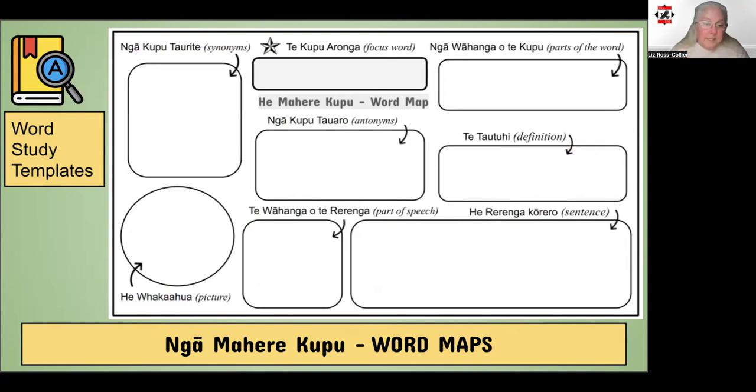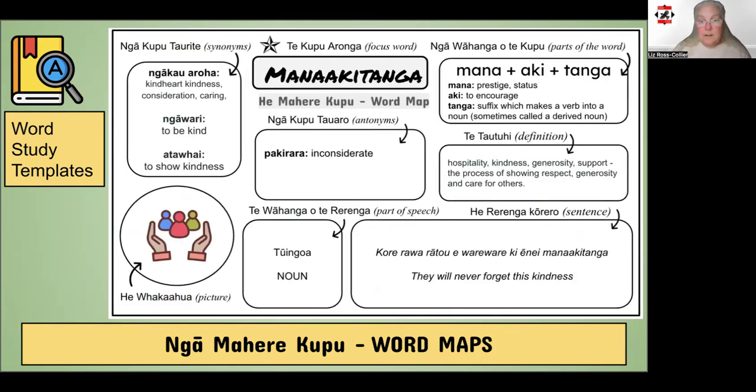The second word study template is the word map. This is a nice way to explore the meaning of the word, use it in a sentence, find similar words or words that mean the same or opposite. Other sections on this template are the tautuhi, dictionary definition, a space to draw a picture, break up the word into its smaller parts, or find out what part of speech it is. I've made an example to show you using the word manaakitanga. And here it is.